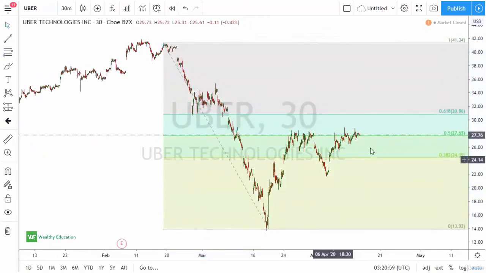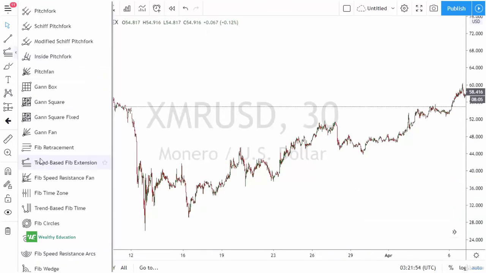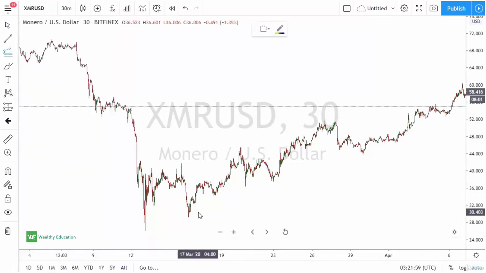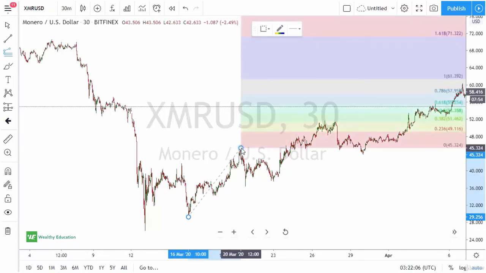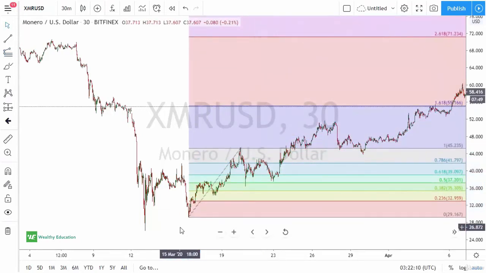You can see right around the 50% Fibonacci retracement level of this big move lower, we did, in fact, see some resistance. Fibonacci is also used for the extension tool, and it's in the same menu. You just choose trend-based Fib extension. So if you remember, this Monero one, the original one, went from there to there. So you click on both of those levels, and then you pull back to the beginning. And what you get is the 50% Fib retrace.